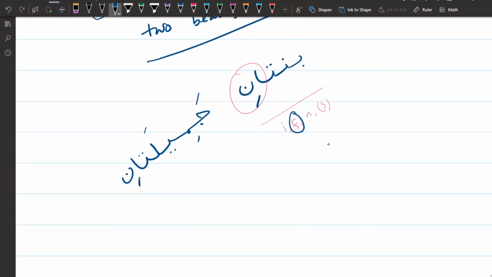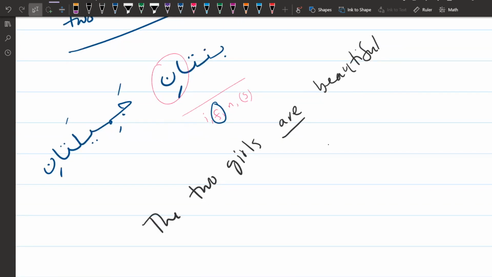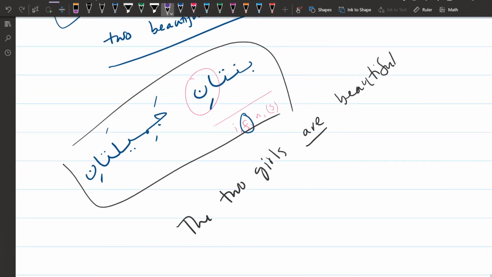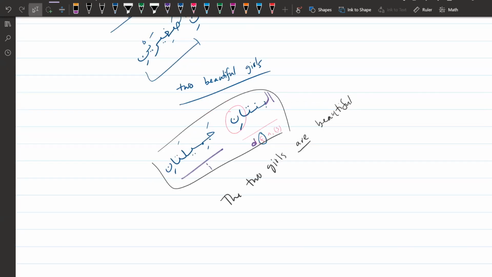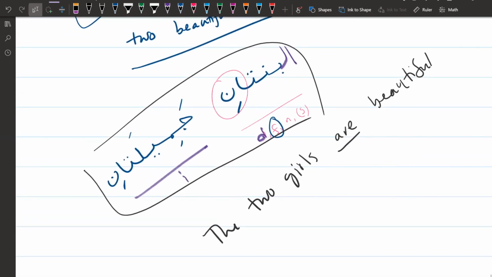Another thing that I want to say, instead of saying two beautiful girls, I want to say the two girls are beautiful. Trust me, it's extremely simple. Albintani jamilatani. Excellent. So the only difference between here and there is what? Alif lam. As soon as you add the alif lam and don't change anything, boom, it becomes a sentence. Now this becomes definite and this remains indefinite. We have a sentence. You can say waladun sagirun, a small boy, and if you say al-waladu sagirun, the boy is small, which we've studied before, but now you see the same goes with the dual.